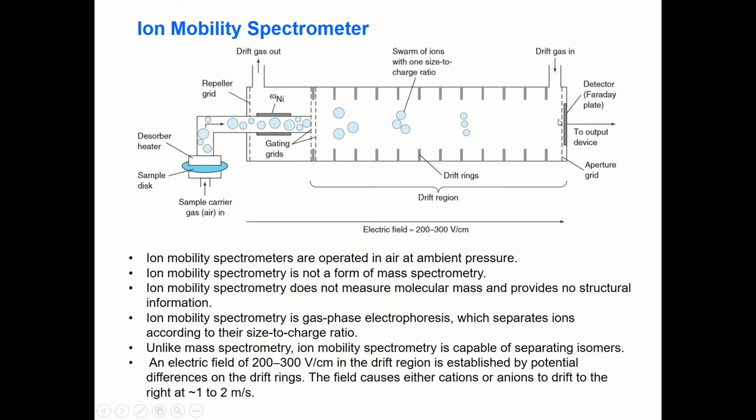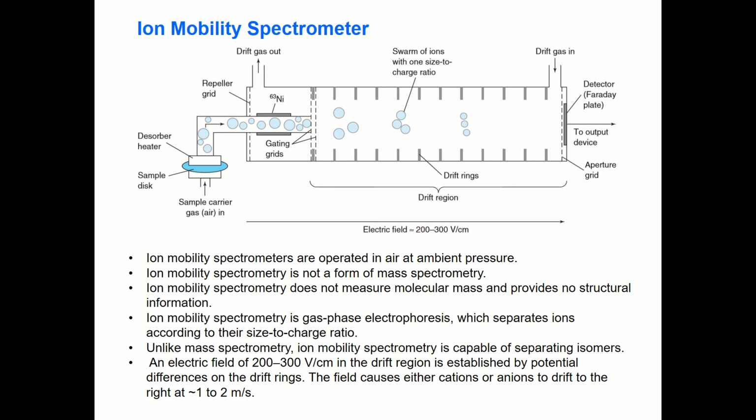The ion mobility, as I said, depends on the size and charge ratio of the ion, and it is detected here. One characteristic of this spectrometer is that it operates at ambient pressure, so you don't have to apply a high vacuum in this region, which is called the drift region. The ions are drifting, attracted to the detector. So this is a kind of electrophoresis.